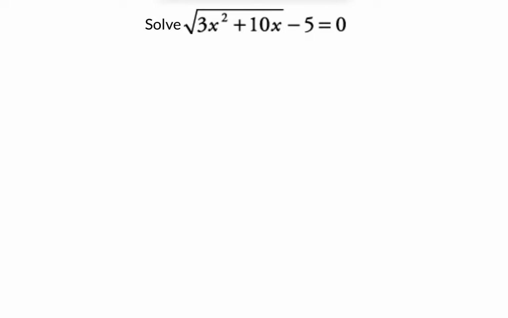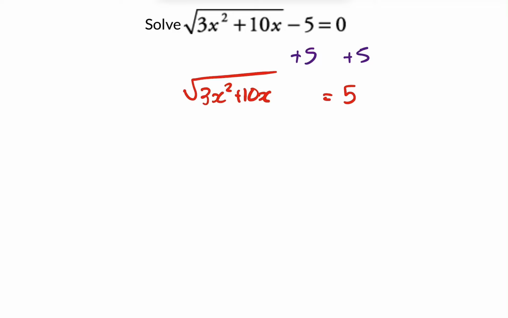So we're going to start off solving it like any other equation. We want to get the square root isolated to be on its own, and we want to move everything else to the other side. So the first thing I'm going to do is add 5 to both sides. So when I do that, I'm going to be left with the square root of 3x squared plus 10x on the left-hand side, and on the right-hand side, I'm just going to have 5.